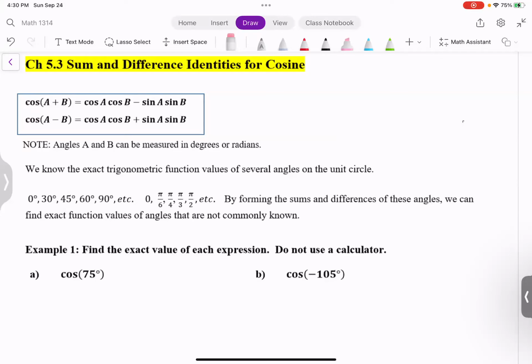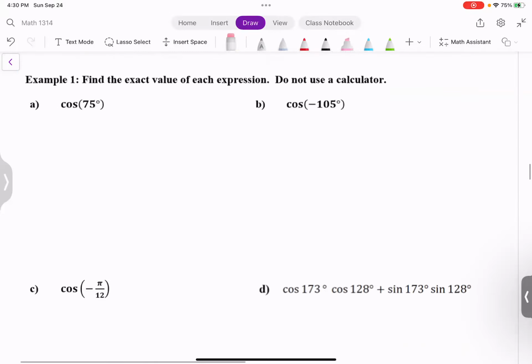In this part, we're not allowed to use our calculator. We can only use our hands. Okay, let's see the first example. Find the exact value of each expression. I don't have a calculator, but I need to find what cosine 75 degrees is. We only know cosine 30 degrees and cosine 45 degrees. But how to find cosine 75?